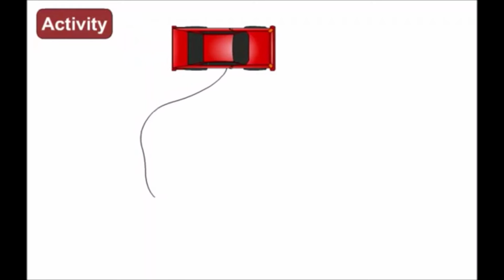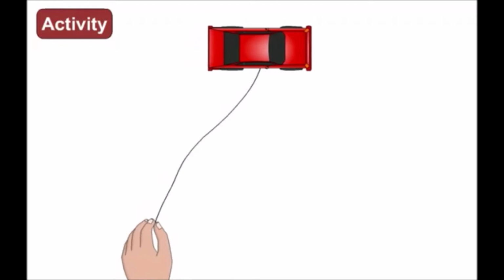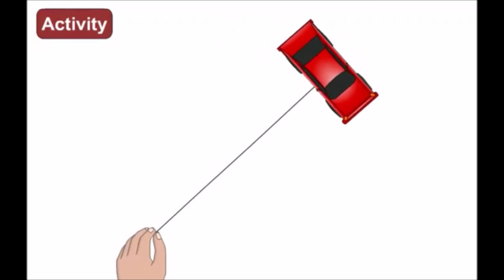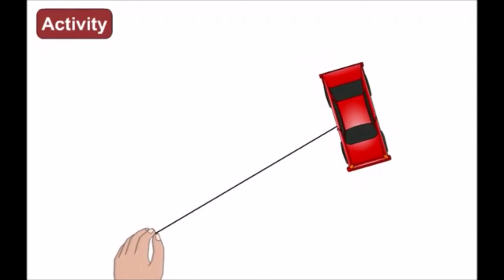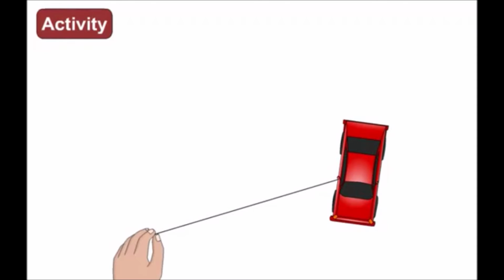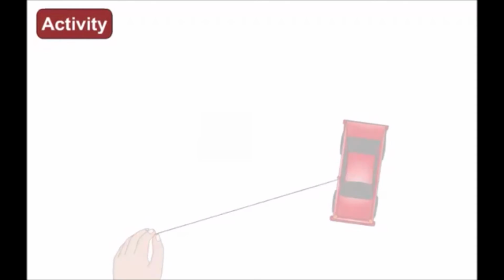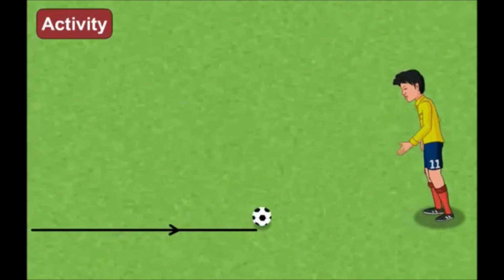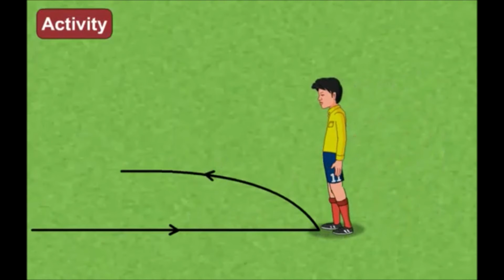It moves straight when it is in motion. Now, pull the spring towards you, as in the figure. Does the direction of motion of the car change? It does. Similarly, when a football player strikes the moving ball in another direction, the ball changes its direction.